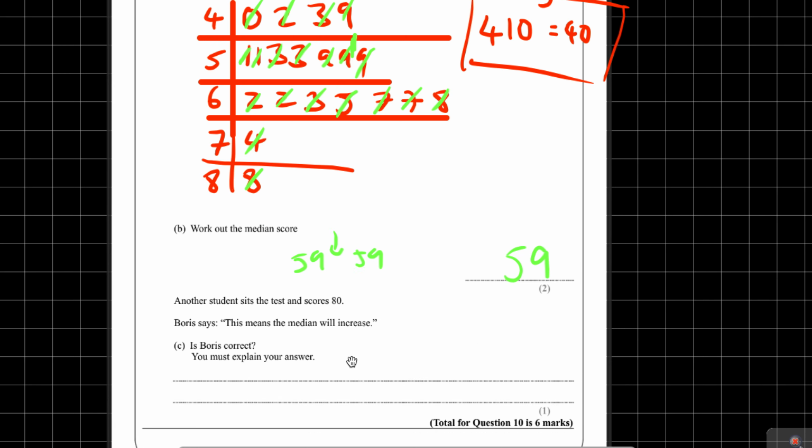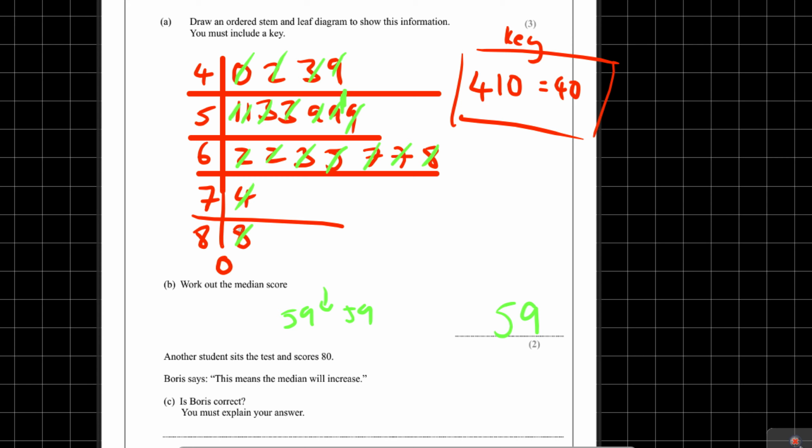And then another student sits the test and scores 80, and Boris says that the median will increase. Here it doesn't necessarily mean the median will increase, so we've got to test it out. So we're going to put in our 80 score, then we're going to use another pen, and we're going to go through our median again. So here we start from right to left, so lowest and highest, and this time we cross off each pair.